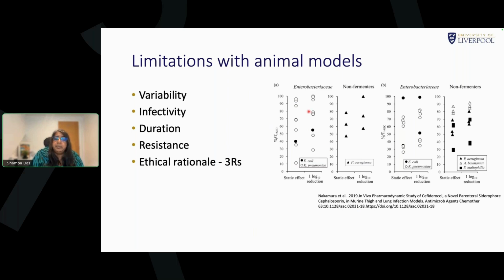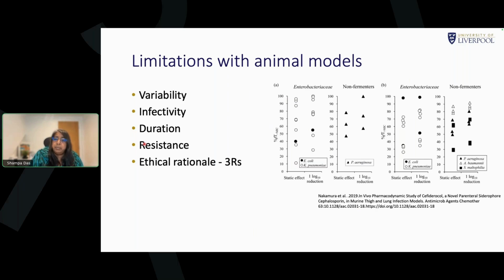We've then got to consider things like infectivity. What I mean by that is we're actually giving a strain of bacteria to an animal, but how that develops an infection and whether the bacteria grows is something we look at. Not all bacteria will expand in the animal model, so that can limit us. We're quite limited with duration with some of these models. They're quite severe models.